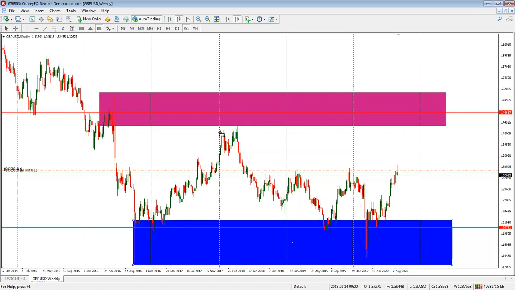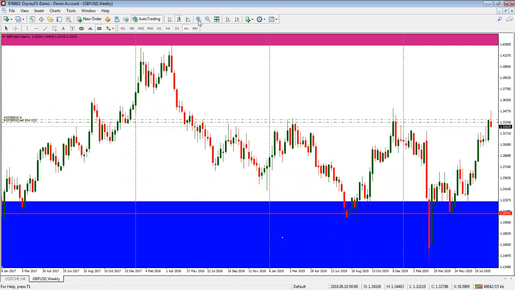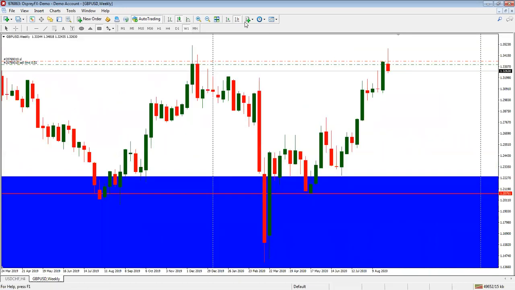We have level on top of level. It's something called level on top of level. But from the weekly, let me increase my candle size so that everyone can see it. From the weekly, you do the same. From current price, look up to the left.